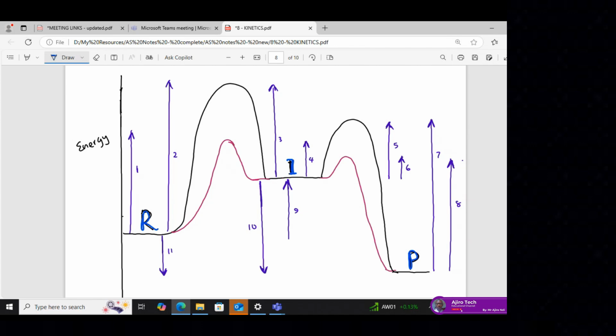Catalyzed has two EA. Uncatalyzed has two EA.